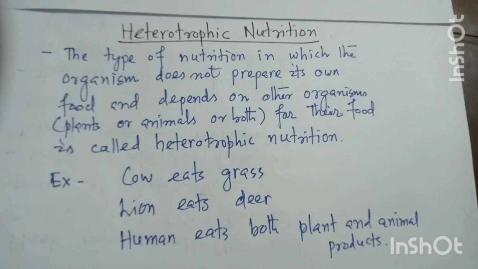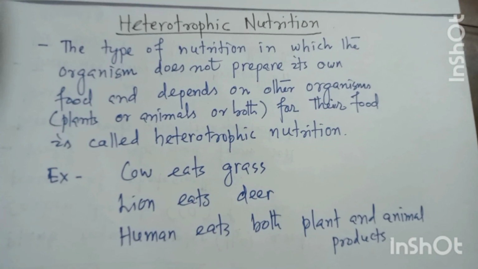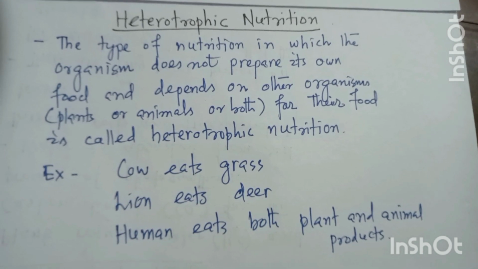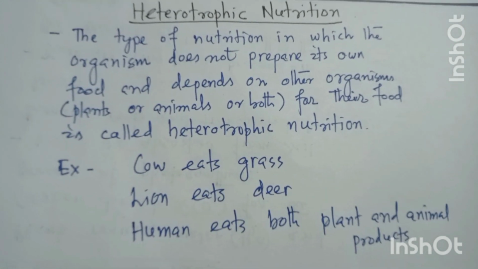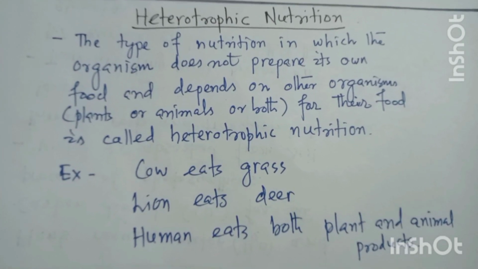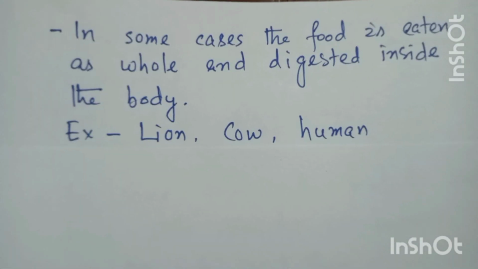For example, cow eats grass, lion eats deer, human eats both plants and animal products. So in these cases, all the organisms we can find out that they depend on others for their food. So this type of nutrition is called heterotrophic type of nutrition.